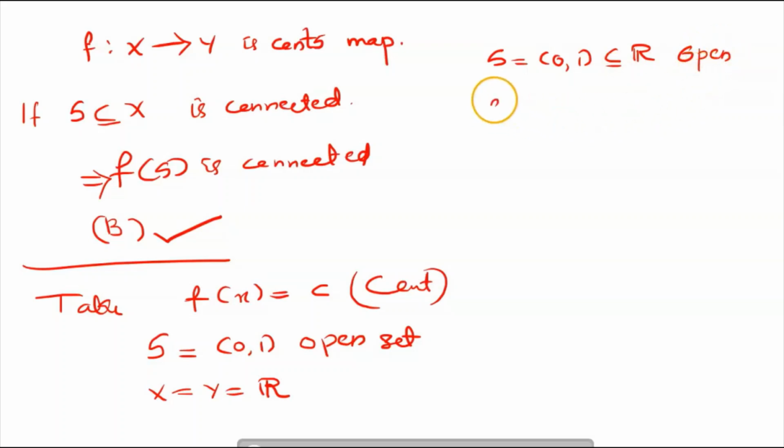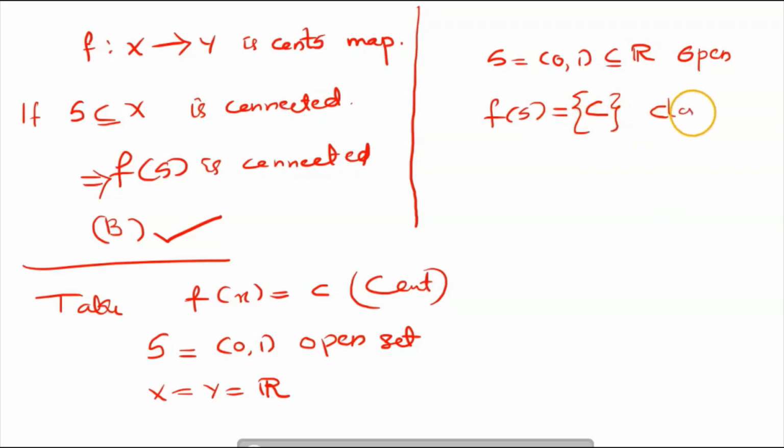So what is f of S? f is a continuous map, and we take f as a constant function, mapping open (0, 1) to the constant c. f of S is the set {c}. Only we get the constant c. So f of S is the set {c}, which is closed in R, a singleton is closed in R. So option A is false.